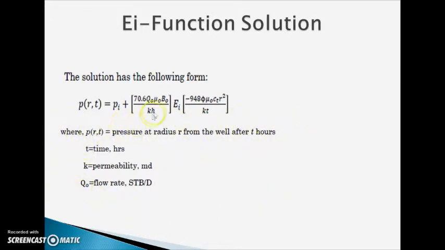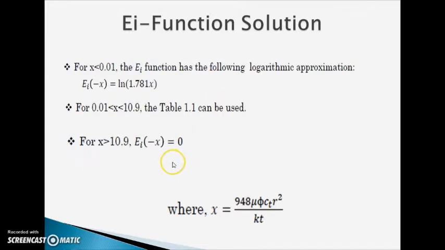It's simple, you just plug in the numbers in the equation and you are about to finish. Q naught, B naught, everything will be given, but it's not finished yet. You have to calculate the EI. How to calculate the EI? We go to the next slide. So the next slide is how to calculate the EI.